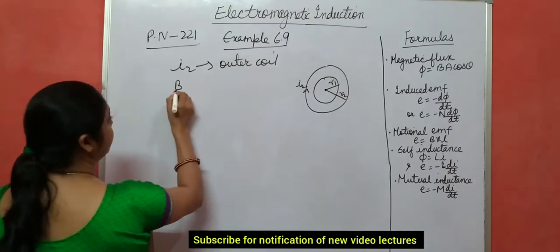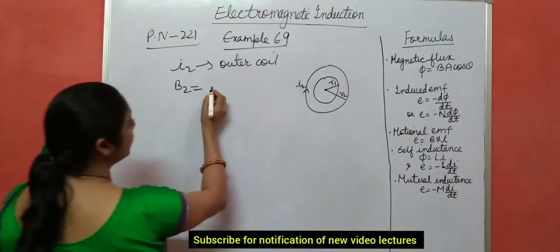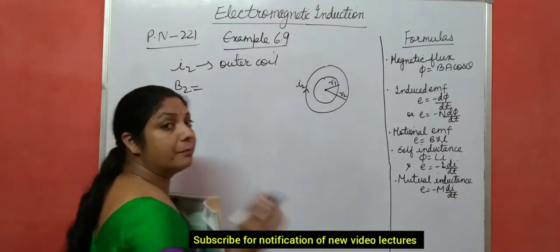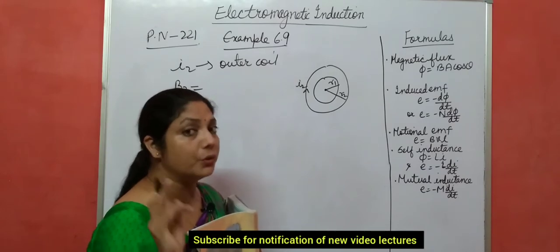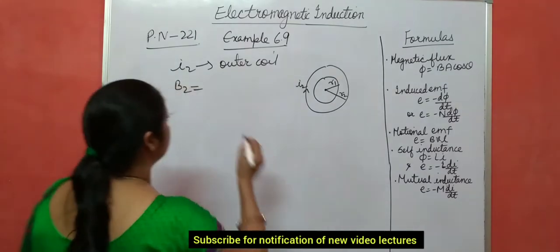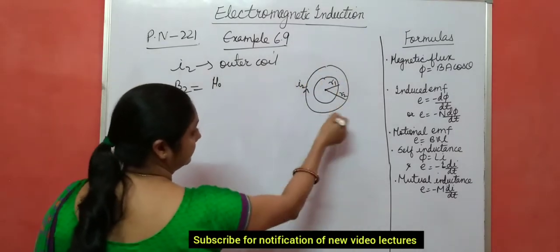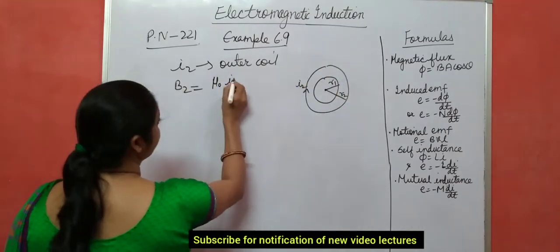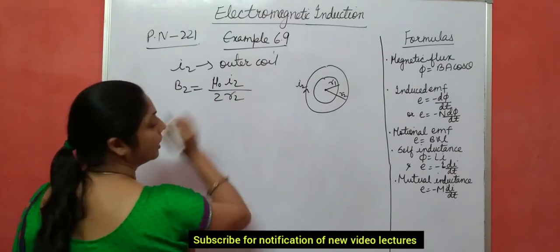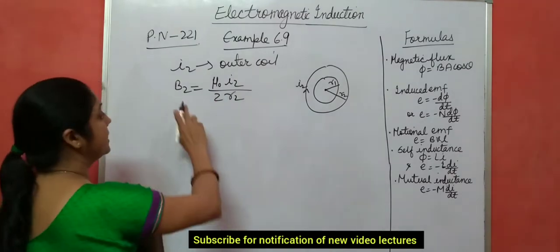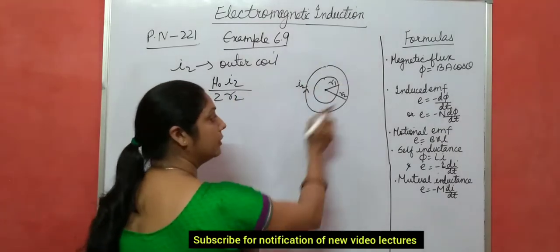Due to this current I2 flowing through the outer coil, the magnetic field at the center of this coil becomes what? What is the formula for the magnetic field at the center of a circular coil? Yes, mu naught I by 2R. So mu naught, the outer coil current is I2 and the radius is what? Mu naught I2 by 2 R2, the radius of the outer coil is R2. This is the magnetic field due to current flowing through this outer coil.